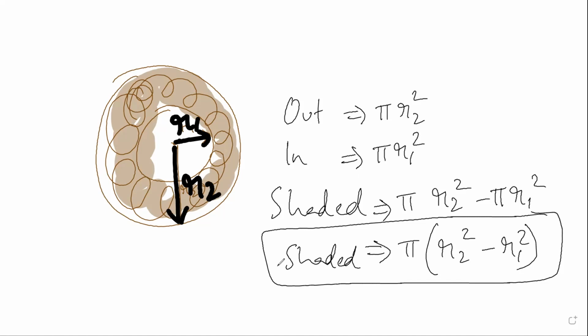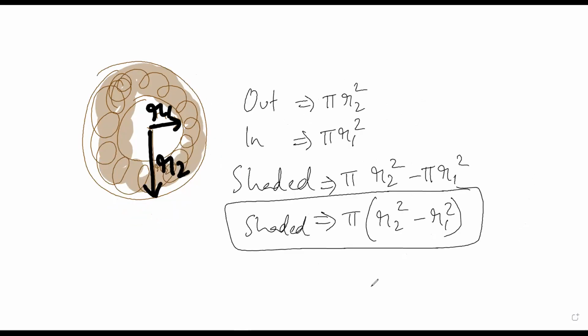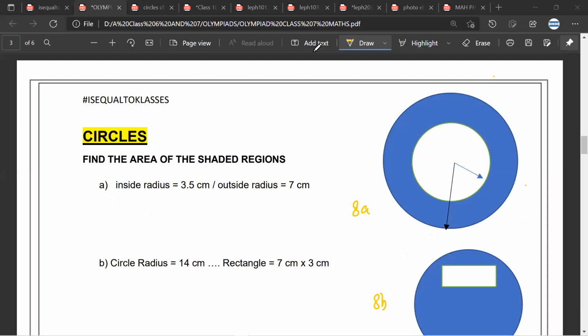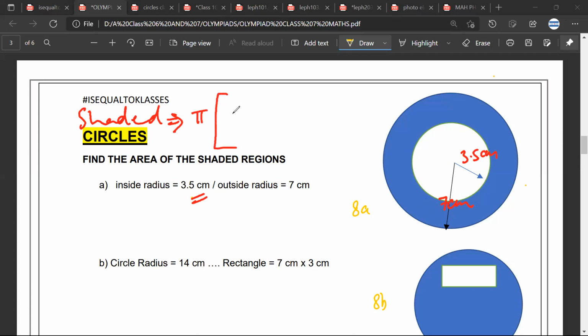Okay. So in this question, we are given the inside radius to be 3.5 centimeter. The outside circle is 7 centimeter, and therefore the shaded region would be pi into 7 square minus 3.5 square. Mr. Sarthak, is it correct?